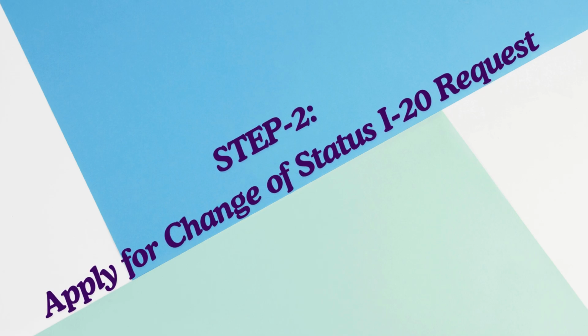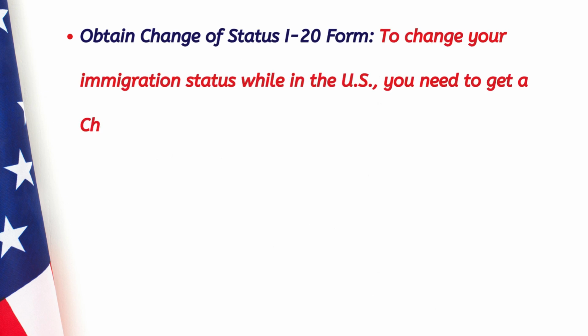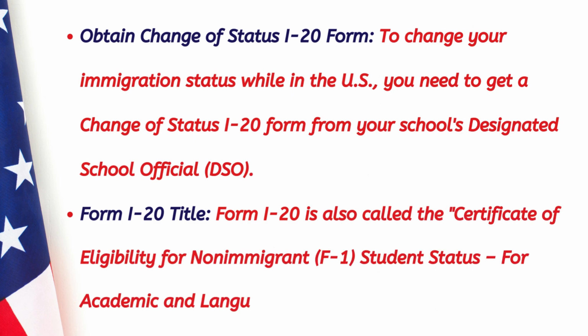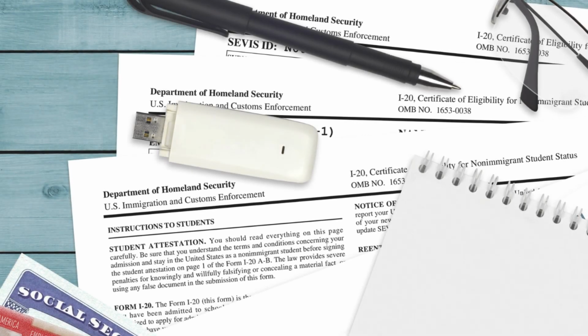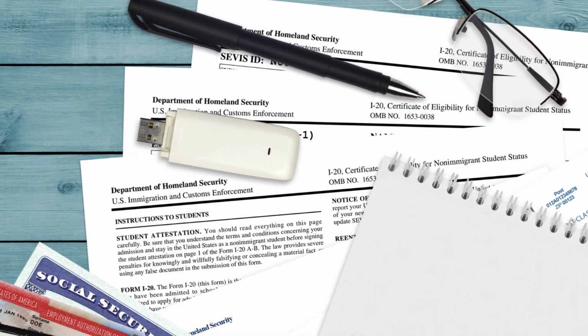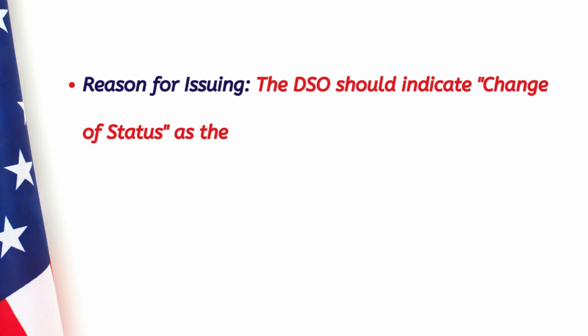Step number two, apply for a change of status I-20 request. You must obtain a change of status I-20 form from your school's DSO to change your immigration status while in the United States. The DSO, that is, designated school official, should state change of status as the reason for issuing Form I-20.